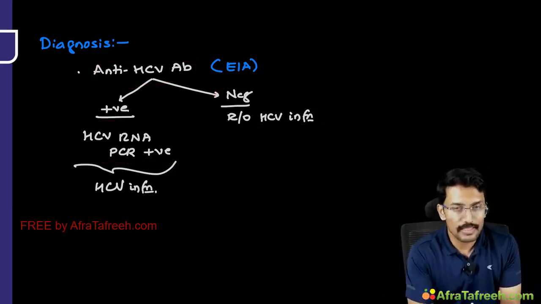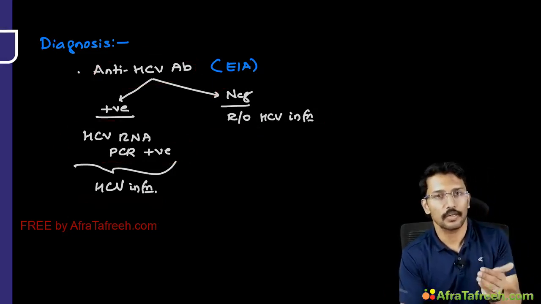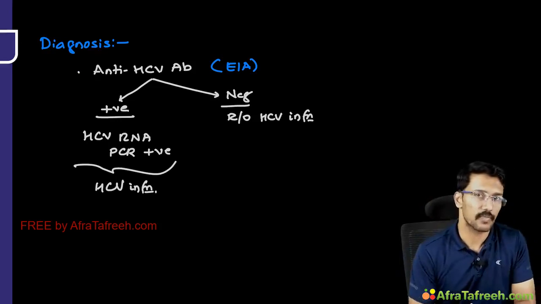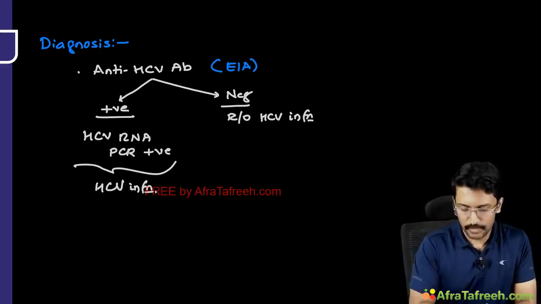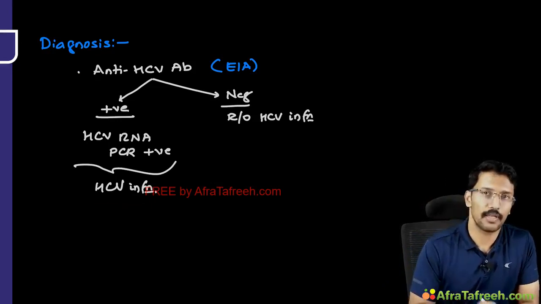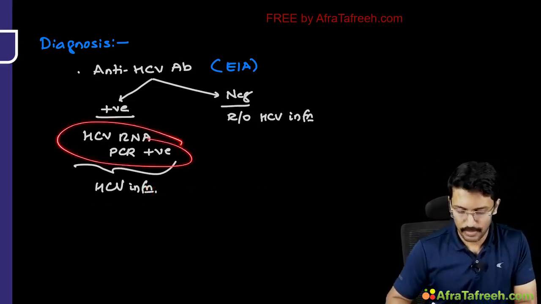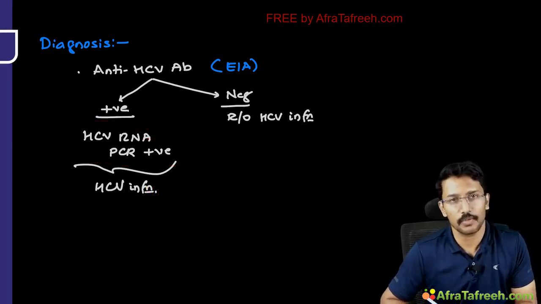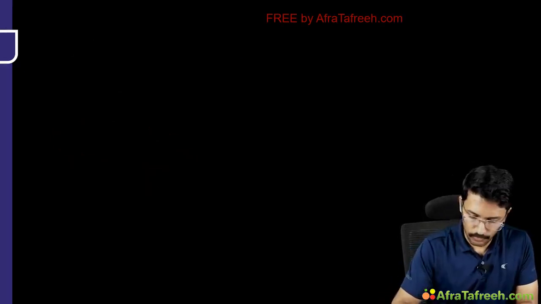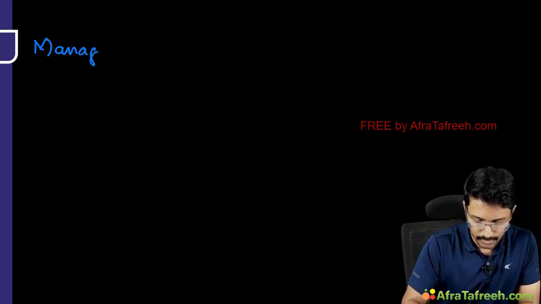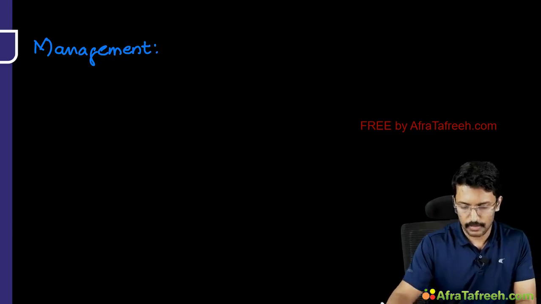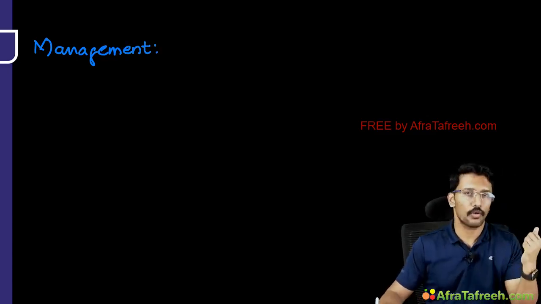When it is of more than 6 months duration, we will say it is a chronic hepatitis C, right? Clear? Okay. Now we have made the diagnosis by looking at the anti-HCV antibody and your HCV RNA PCR. Then comes the question of management. How do we manage a case of chronic hepatitis C? First thing is, what are the drugs available, and then we will talk about the indications, right?